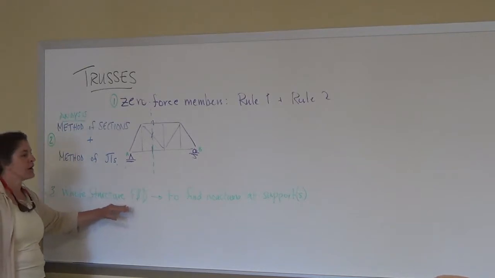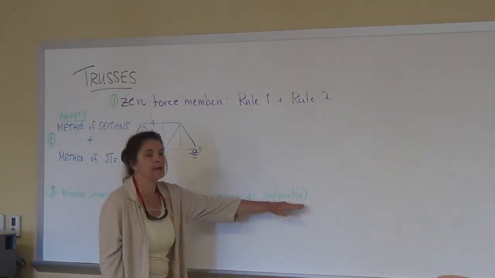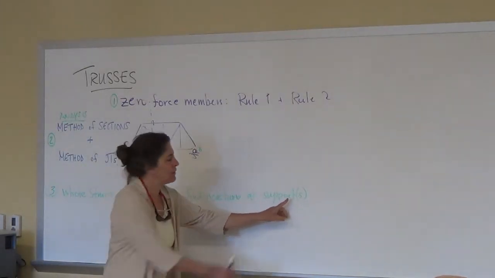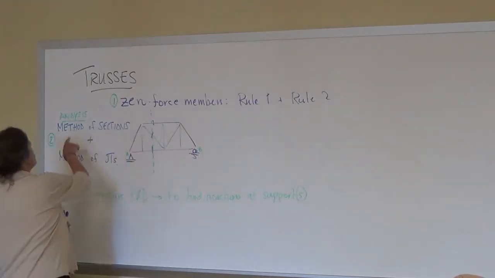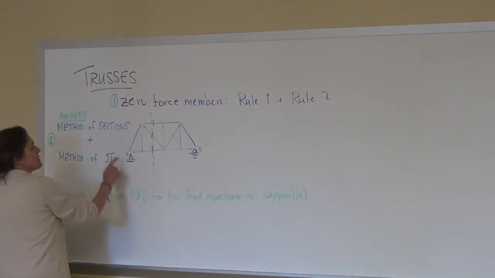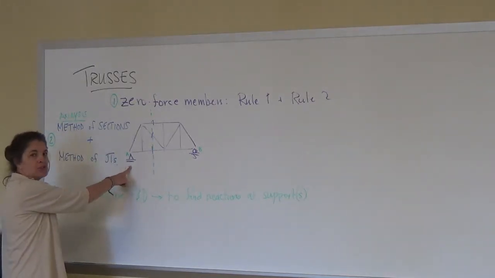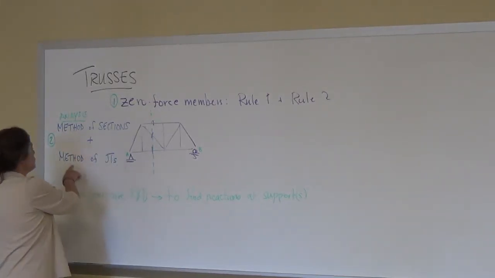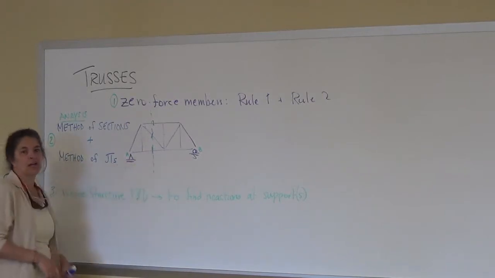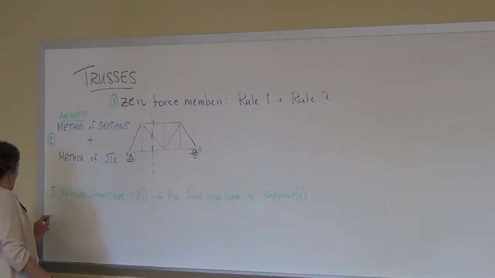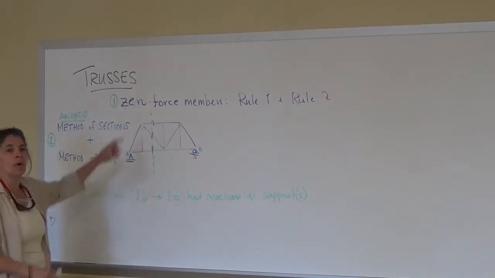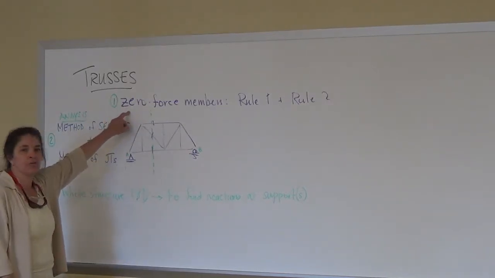the whole structure and find the reactions at, I wrote, you know what this means, either support or supports. Because if you choose the method of sections, you only need to find the reactions at one side. If you're doing method of joints, you're going to have to find it at both. Okay? So, number 1, you find which of the 0 force members using rule 1 or 2.